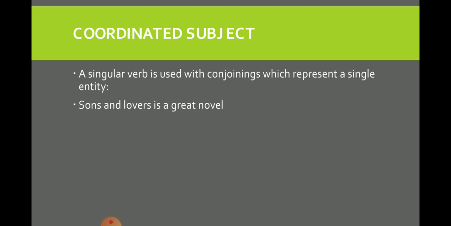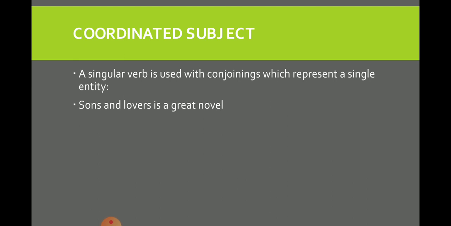A singular verb is used with conjunctions that represent a single entity. So when this coordinated subject refers to one entity, one unit, when we have a title, a name for a program, for example, a novel, a story, etc., or a quotation, and we want to talk about this title, this name, this quotation, we are going to use the singular verb.